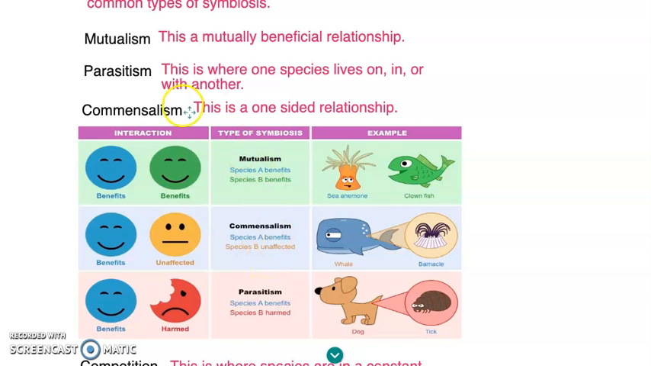Commensalism, species A benefits and species B is unaffected. So going back to here, it's a one-sided relationship. So here we can see a whale and barnacles. So the barnacles will attach themselves onto the whales and feed off of any bacteria as they're swimming around, and generally the whales will be unaffected by the barnacles.